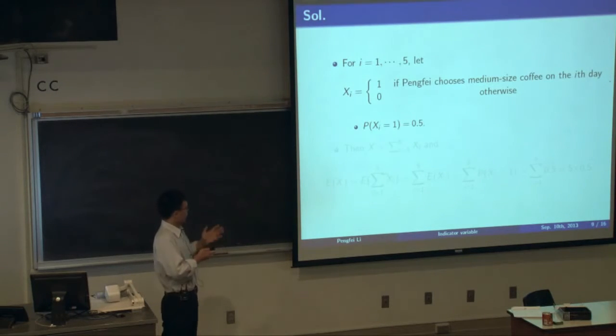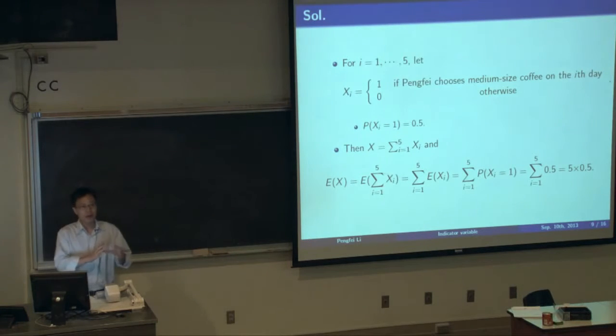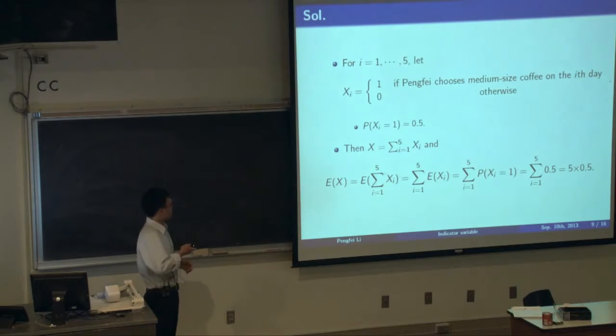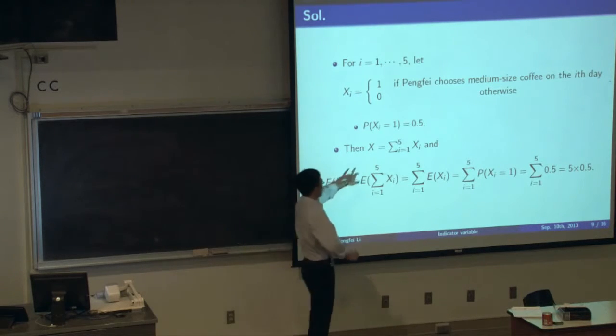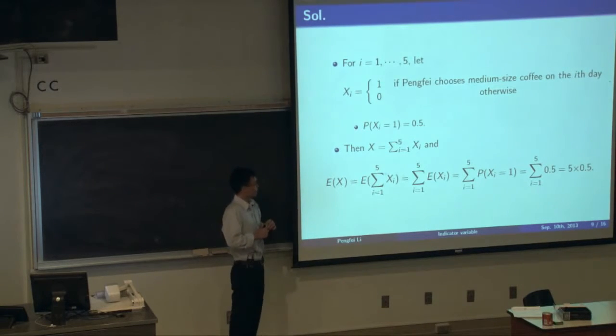After that, the next step is to express X as the summation of Xi. You can say Xi is the number of medium-sized coffees I drink in 1 day. If we take the summation, then we get X, the number of medium-sized coffees I drink in 5 days. Once we figure out this part, the following is just some calculation.